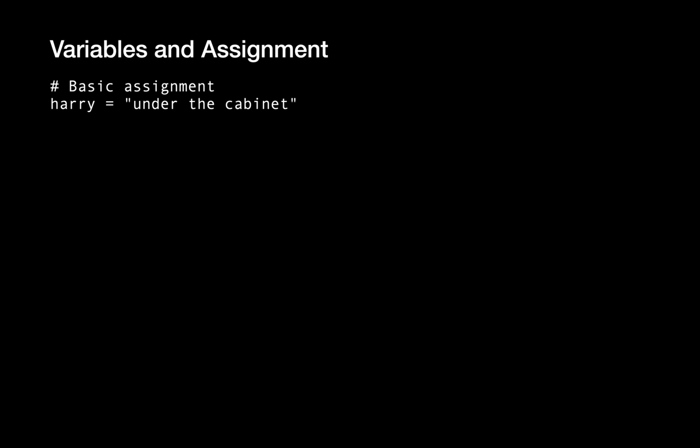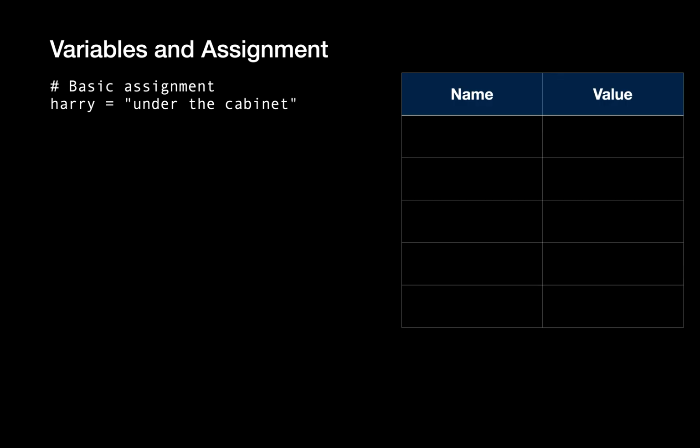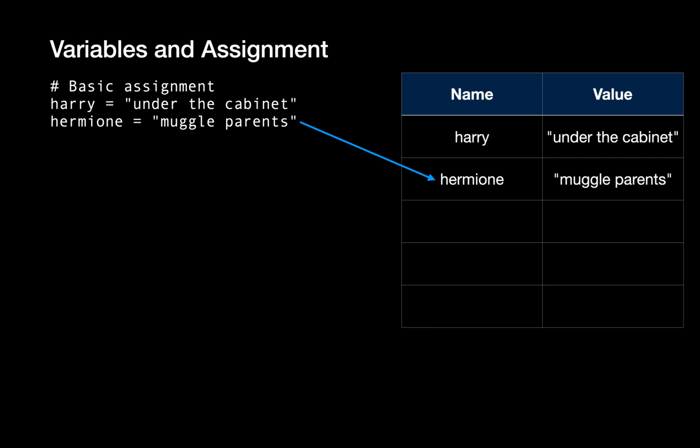Now, a way to think about what's happening here is that we have a table, and the interpreter is maintaining information about names and their values in a table. So in this case, we take Harry and we put it in the name column, and we take the string "under the cabinet" and we put it in the value column. And we can repeat with Hermione and with the string "Muggle parents," and because Hermione doesn't exist in the table, we add her name to the table and then we put the value under the value line. So now we have two names and two values in memory.